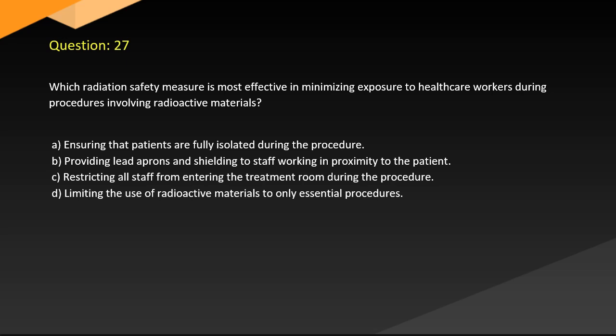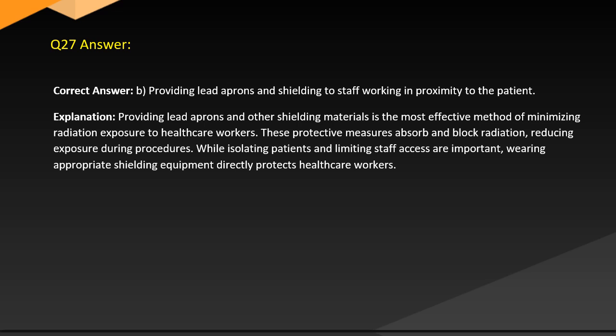C. Restricting all staff from entering the treatment room during the procedure. D. Limiting the use of radioactive materials to only essential procedures. Answer. Correct answer: B. Providing lead aprons and shielding to staff working in proximity to the patient. Explanation. Providing lead aprons and other shielding materials is the most effective method of minimizing radiation exposure to healthcare workers.